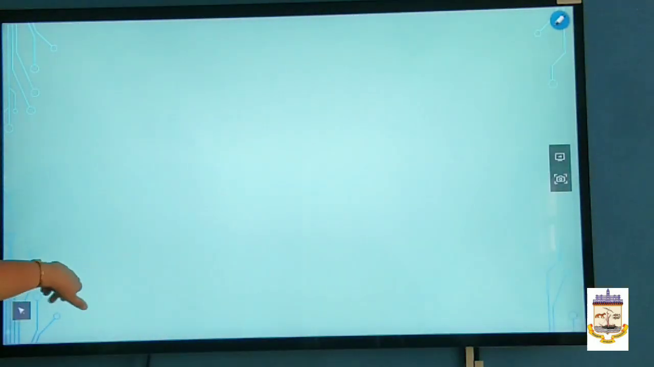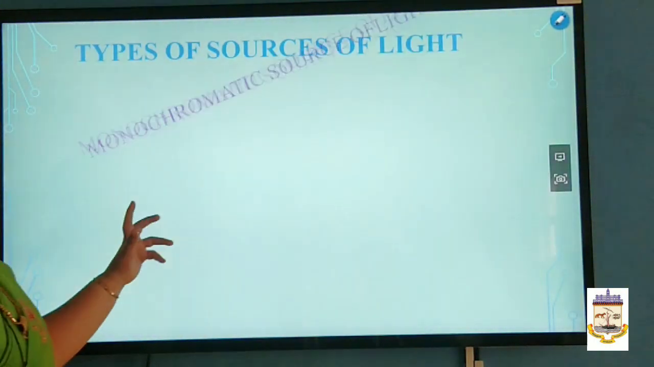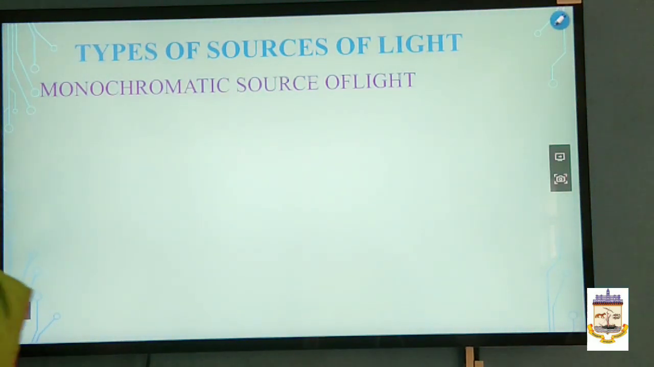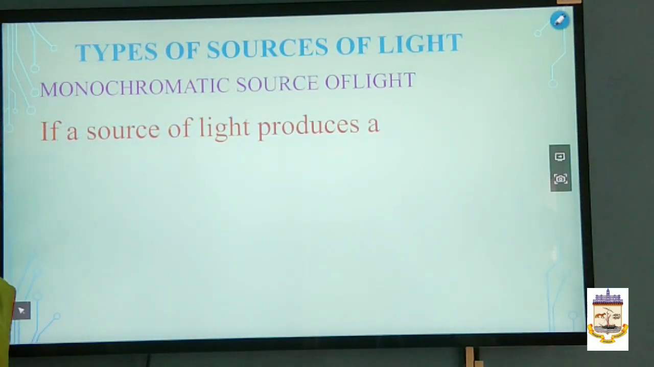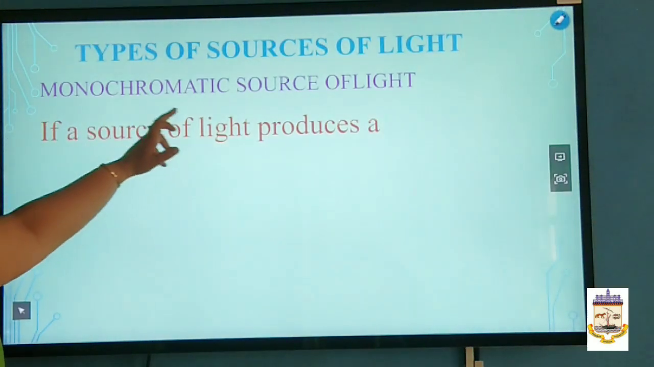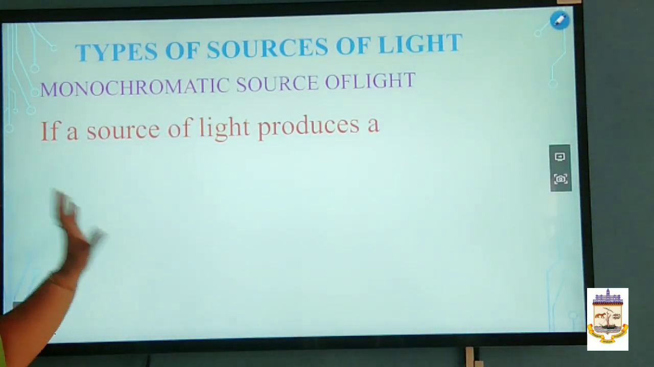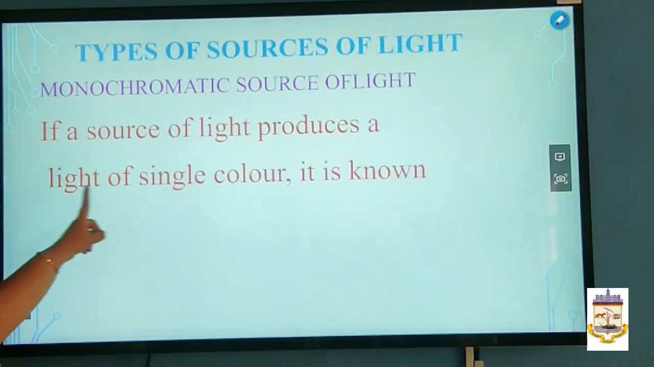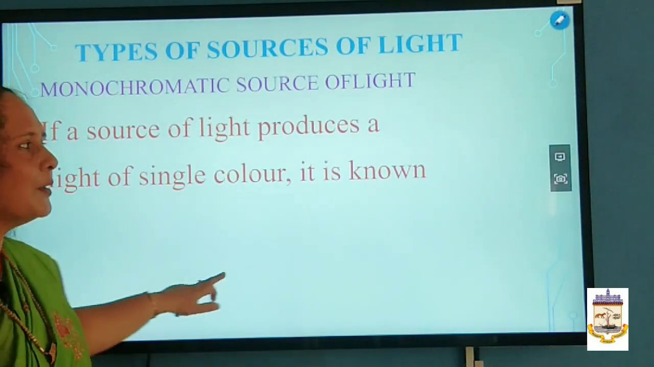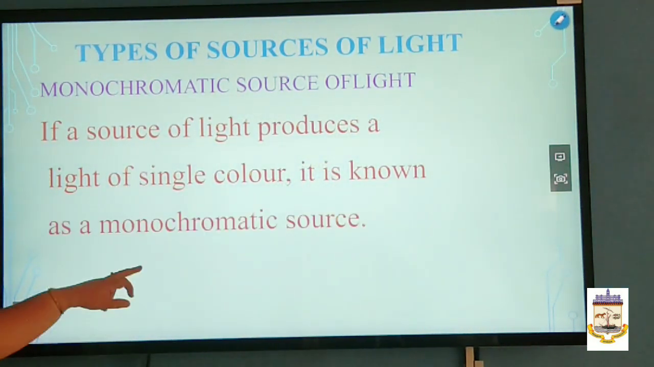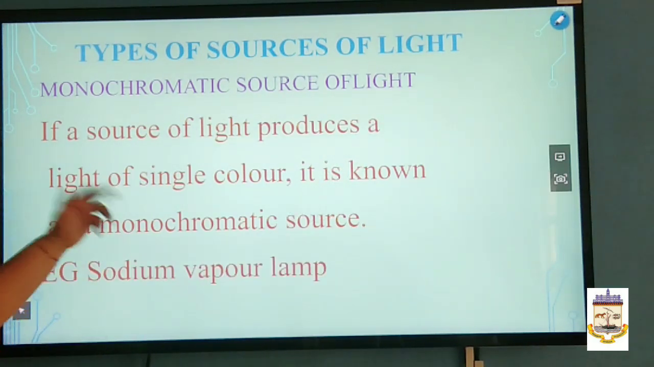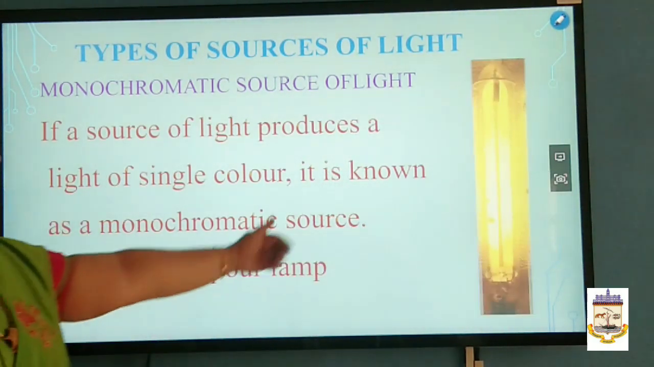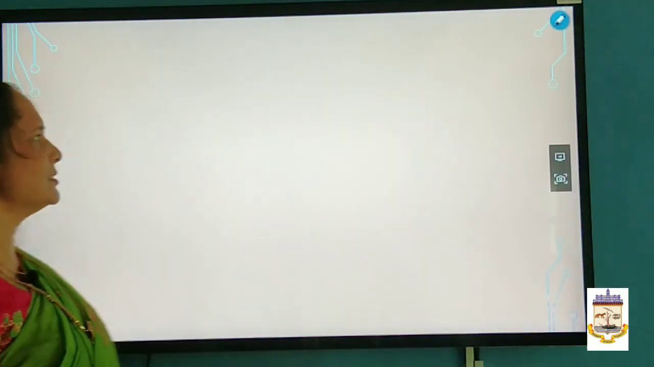Clear, children? The next one is types of sources of light. We have two types of sources of light. The first one is the monochromatic source of light, and the other is the polychromatic source of light. Let's focus on the monochromatic source. Mono means only one, single. If it produces light of a single color, then it is known as a monochromatic source of light. The best example is a sodium vapor lamp. It produces only yellow color.